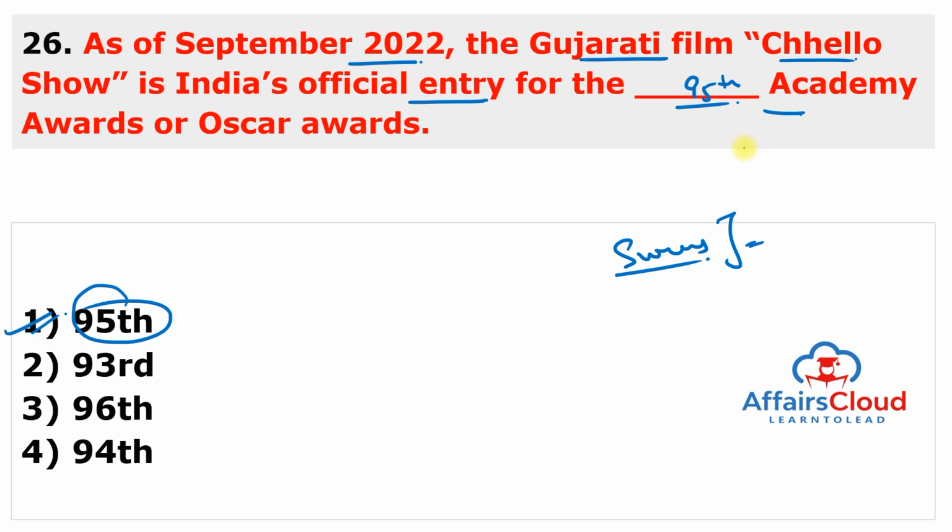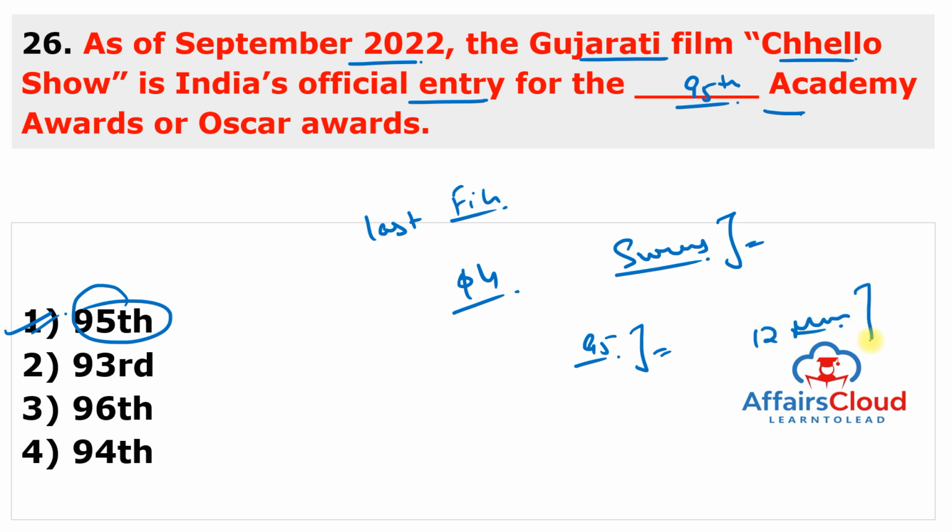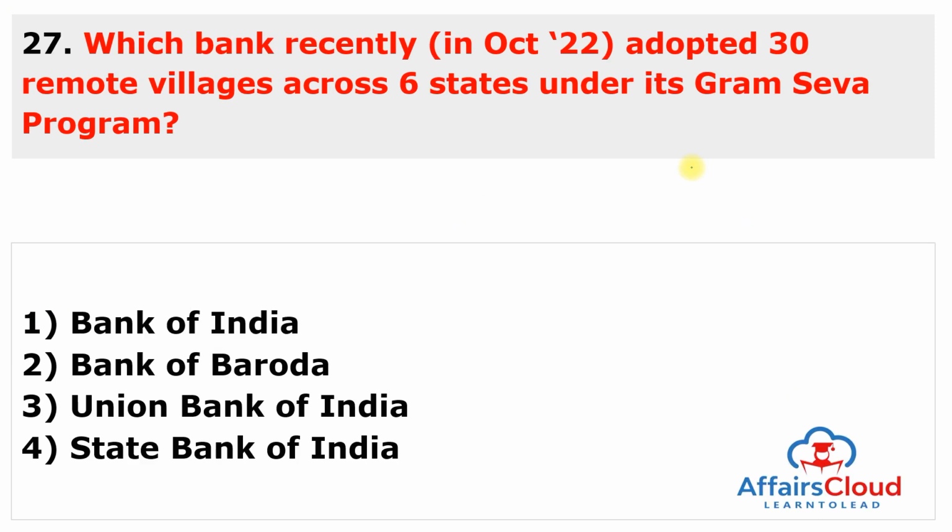And this film is titled as Last Film Show. Last Film Show in English. The Pan Nalin directorial will release in theatres countrywide on October 14. And this is 95th Academy Awards, and these are scheduled to take place on 12th of March 2023 in Los Angeles. Next is, which bank recently adopted 30 remote villages across 6 states under its Gram Seva program? So, this bank adopted 30 remote villages, and this bank is State Bank of India.